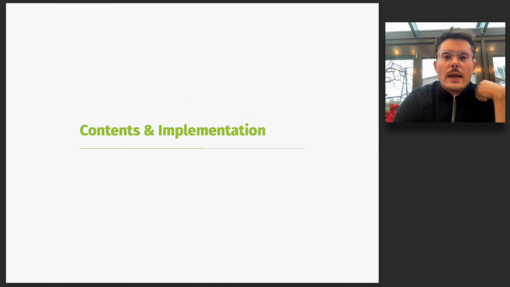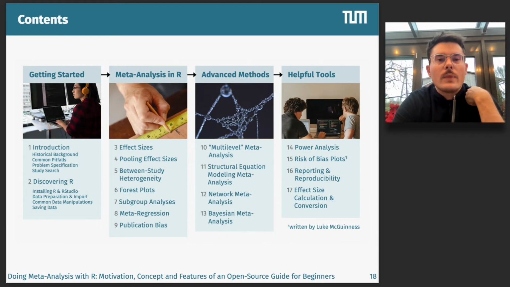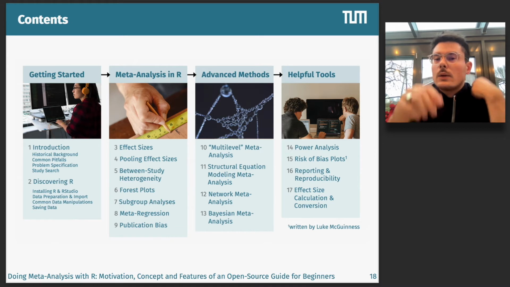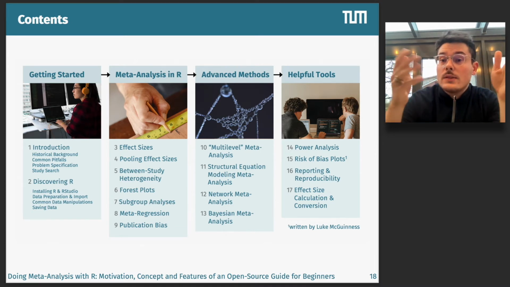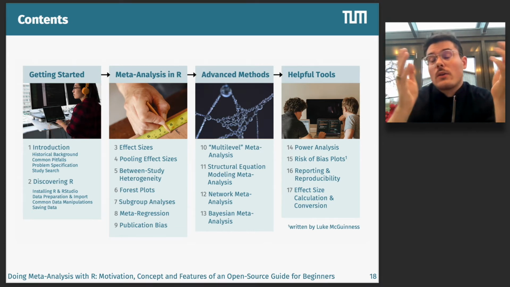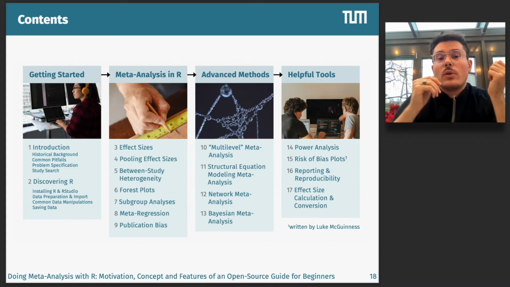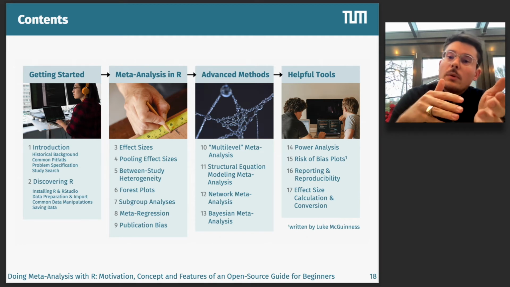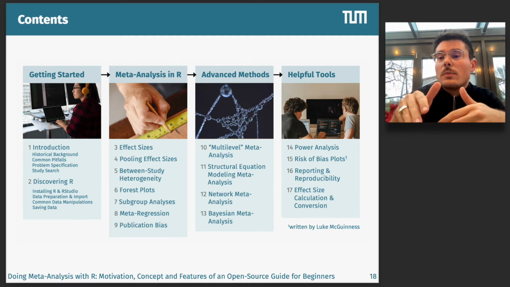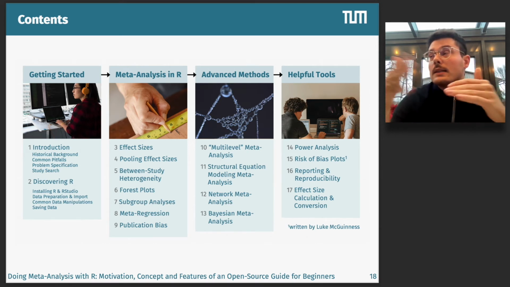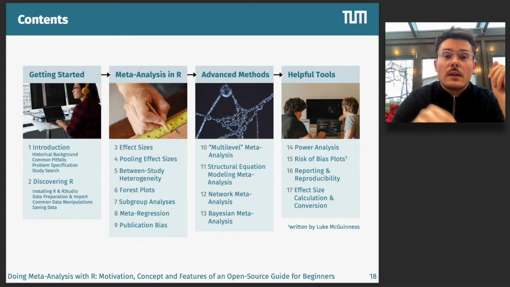Now to the actual contents and implementation of the guide. Here you can see the core components. We start with an introduction to meta-analysis, which includes some historical background, common pitfalls, and importantly, the problem specification and study search. This is not the focus of the guide, but we thought it is important to include these points, especially since they have a substantial impact on the analysis later on, or can have a substantial impact.